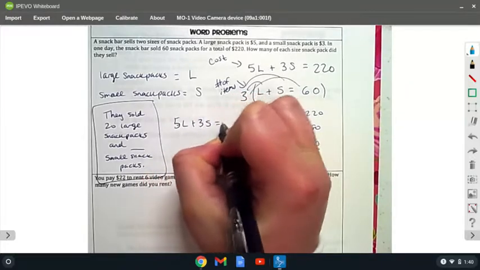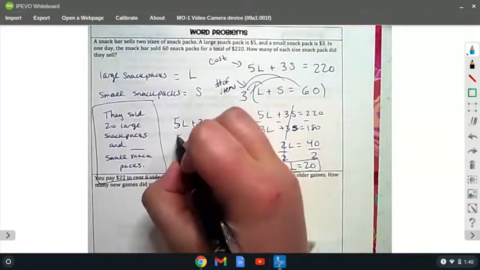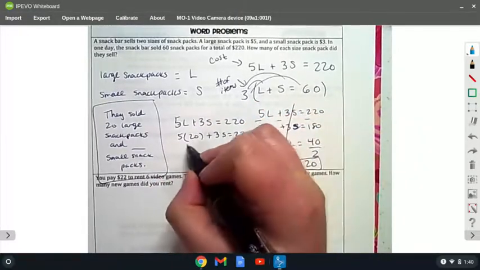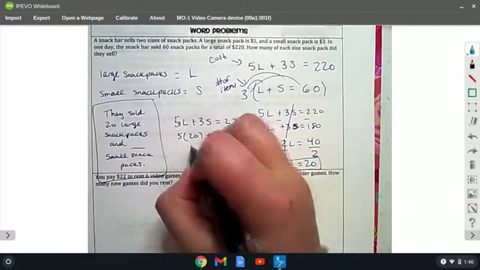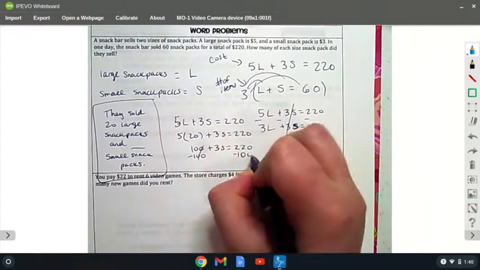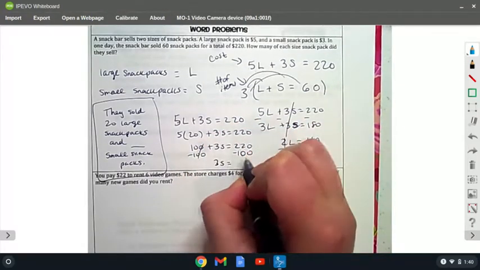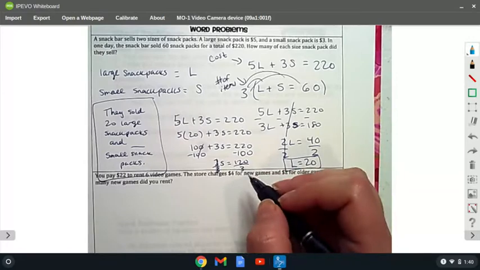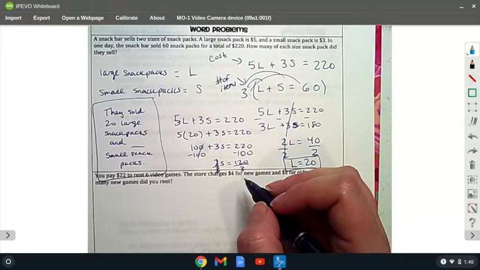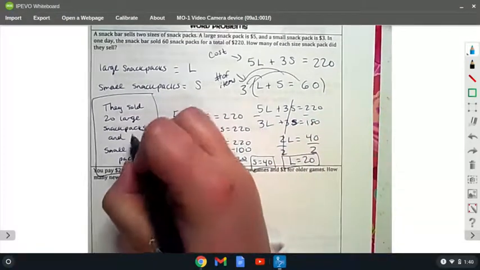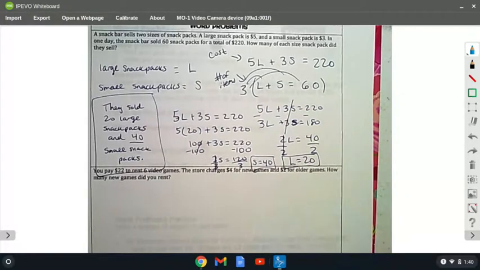5L plus 3S equals 220. So 5 times 20, I'm plugging that 20 in for L. 5 times 20 gives me 100. I'm going to subtract 100 from both sides. 3S equals 120. And if I divide 120 by 3, I get 40. So they sold 20 large snack packs and 40 small snack packs.